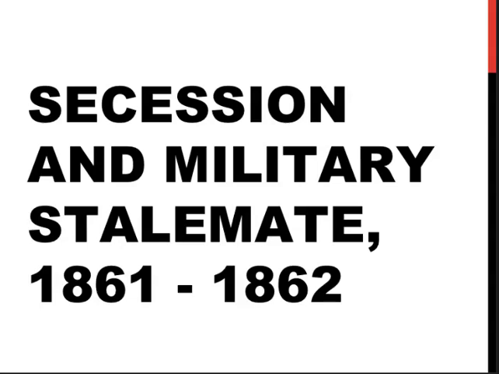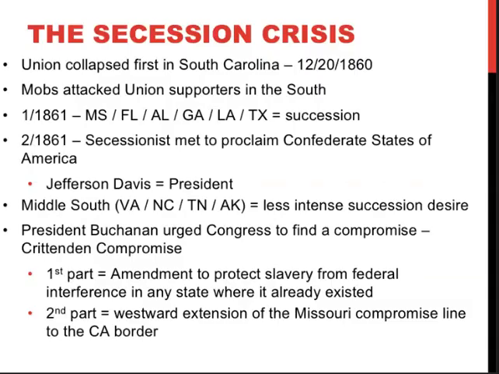Secession means to separate, to leave. And that's exactly what happened. The Union collapsed first in South Carolina on December 20th, 1860. South Carolina seceded. They left and said, we no longer are going to belong to the United States of America. Mobs started to attack Union supporters in the South. So people who were supporting the North were being physically attacked. By January 1861, Mississippi, Florida, Alabama, Georgia, Louisiana, and Texas all seceded and left the United States of America.